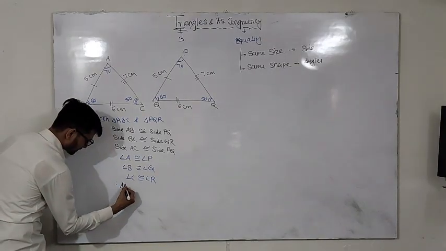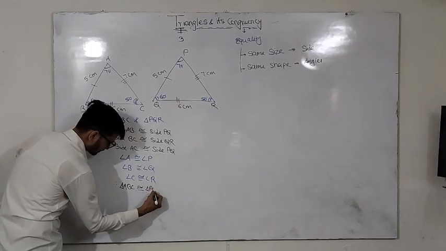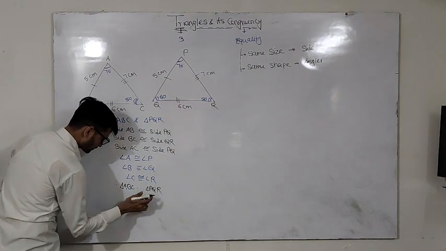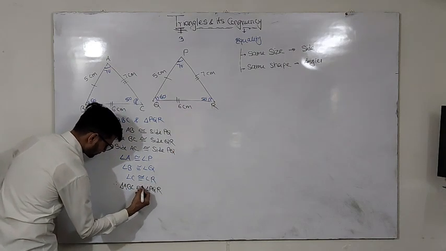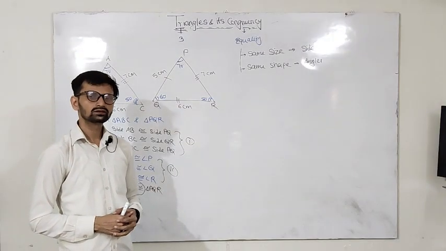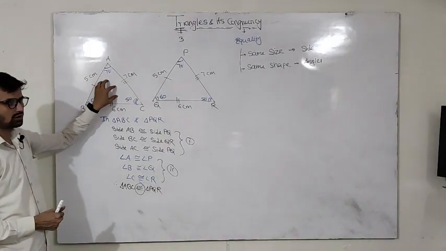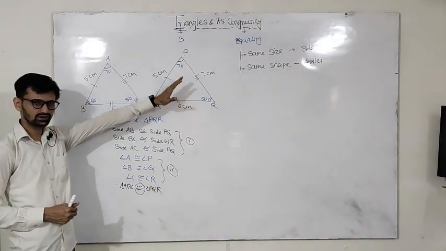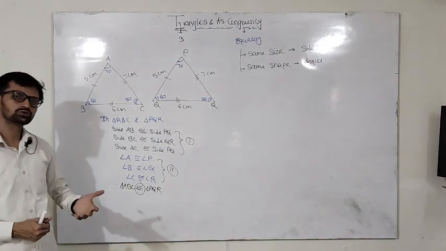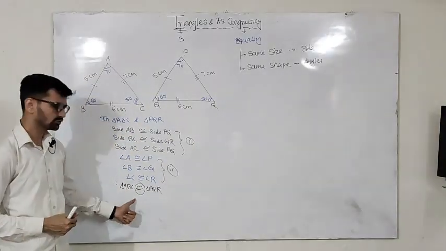Therefore, both these triangles, triangle ABC is congruent to triangle PQR. So here we can conclude that if all the sides of the first triangle are congruent to the corresponding sides of the second triangle, and all the angles of the first triangle are congruent to the corresponding angles of the second triangle, then these two triangles are said to be congruent.